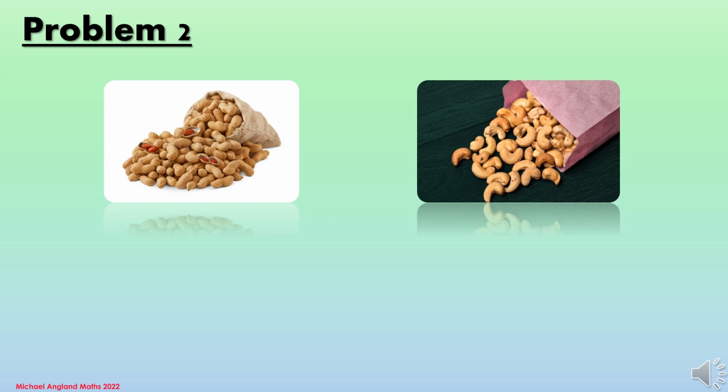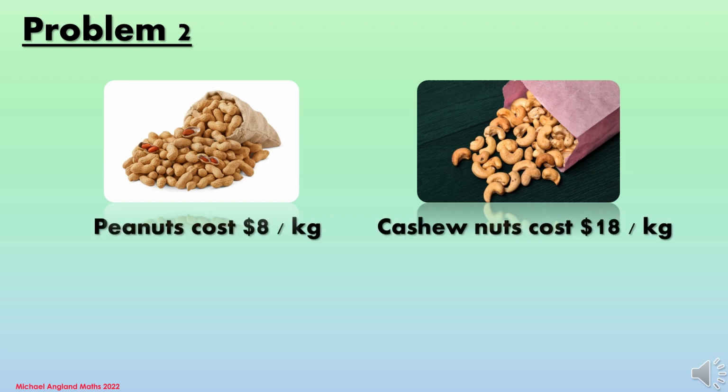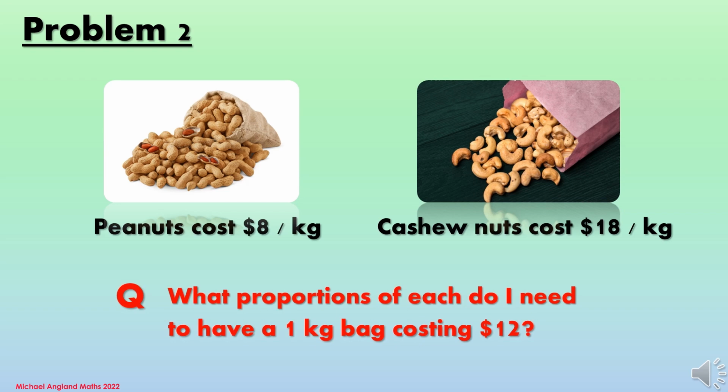$155. Problem 2. Here we have, on the left, peanuts at $8 a kilo, and on the right, cashew nuts at $18 a kilo. What proportions of each do I need to have a 1 kilogram bag costing $12?